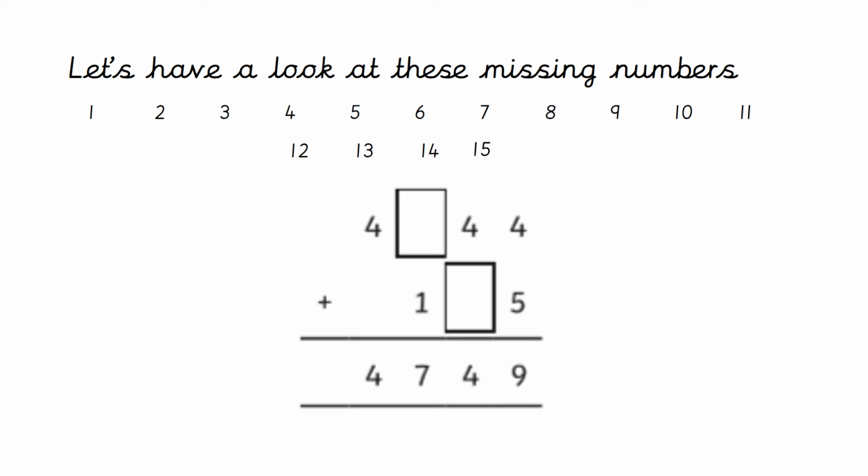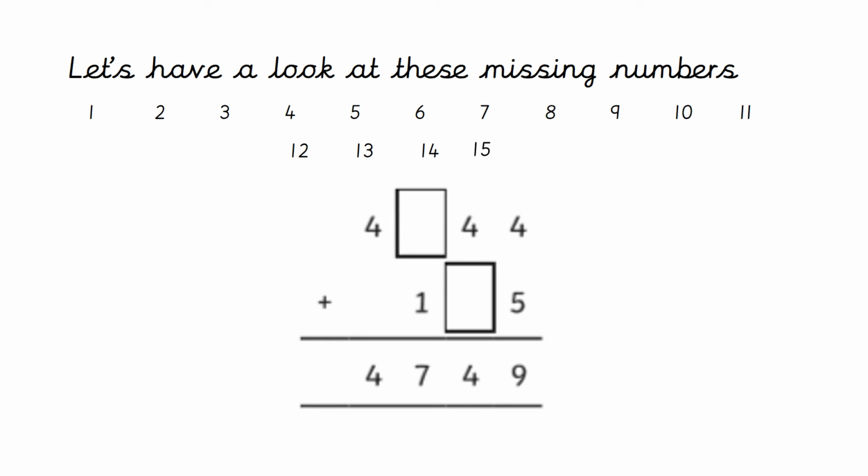Let's have a look at this one then. So we've got 4,044 add 105 equals 4,749. So we've already got our ones column done for us. So we've got 4 add 5, which is 9.